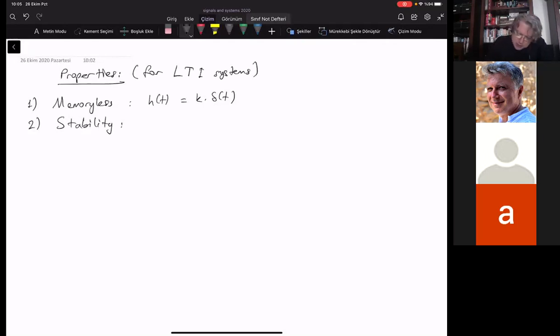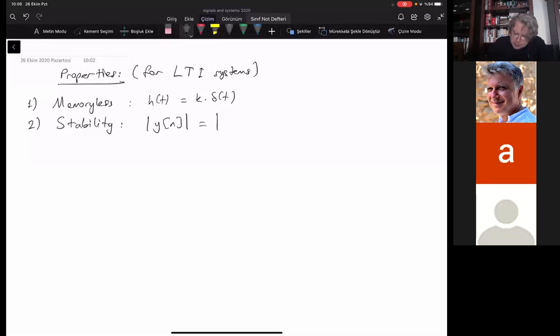It's because of this. Let's write everything in discrete time. Let's talk about discrete time convolution. I'm looking at the magnitude of the output because we will be talking about bounded input, bounded output stability. So the output is this, and its magnitude, the absolute value of the convolution, is the absolute value of the summation k from minus infinity to infinity, h of k, x of n minus k.